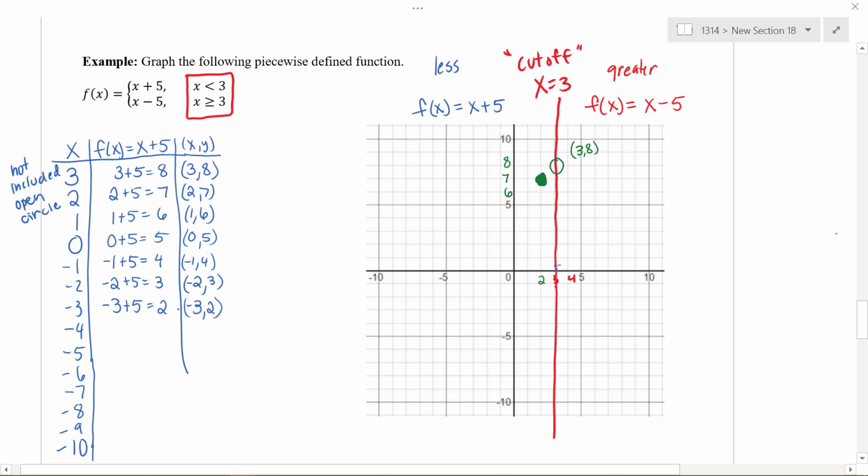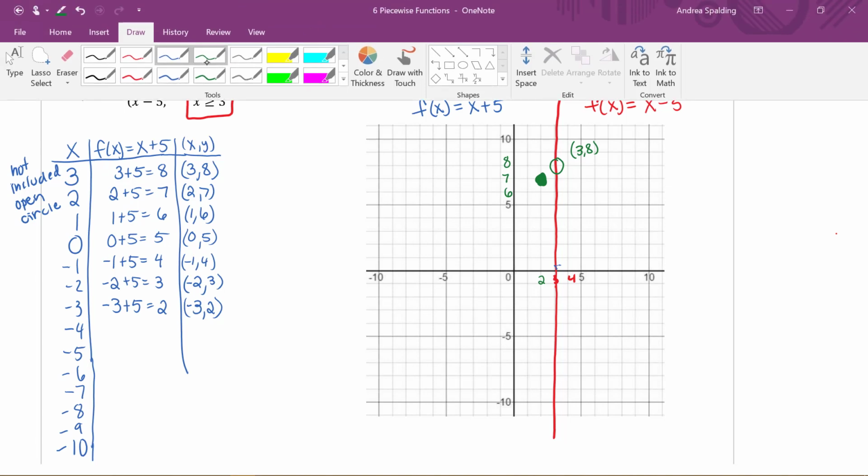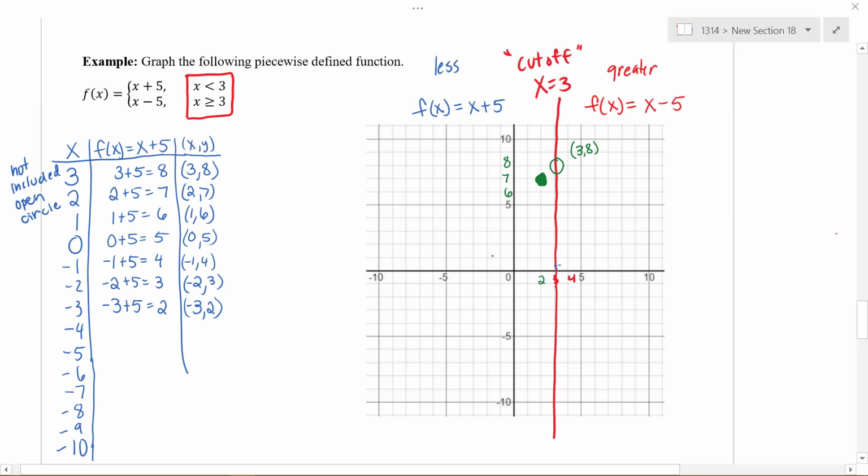All right, let's plot those and see how far we get on our graph. So what do we have? 1, 6. There's an x value of 1. Here's a y value of 6. So there's 1, 6. Then 0, 5. X value of 0 here, y value of 5 here.